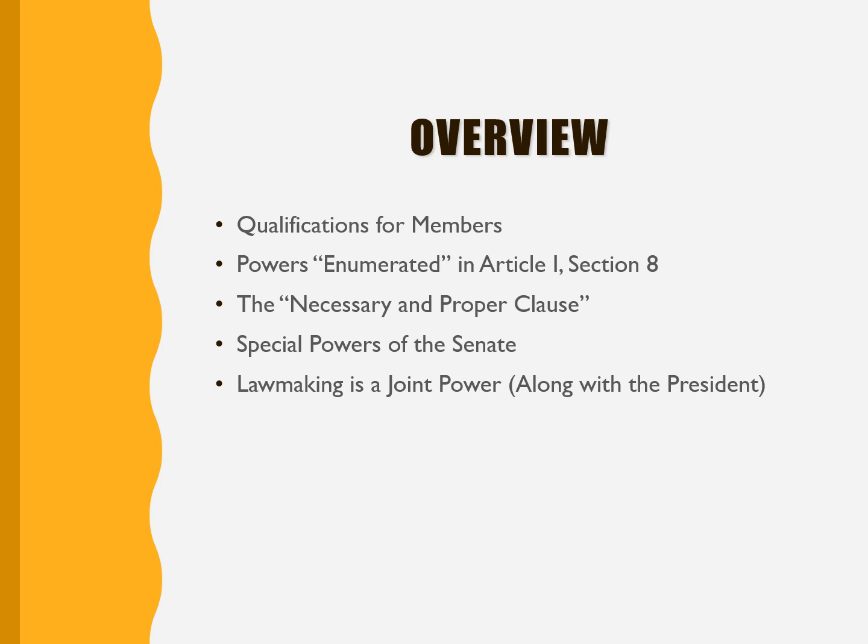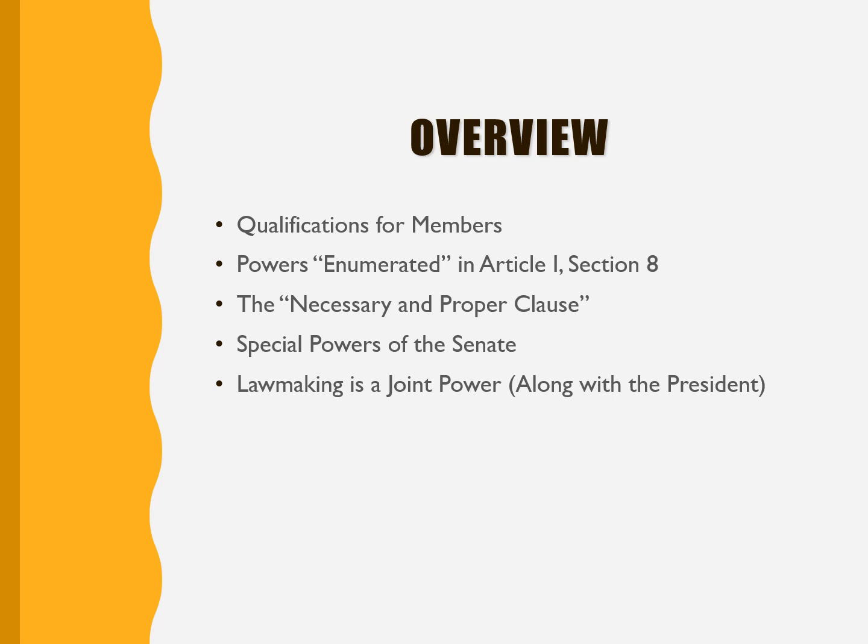The powers of Congress are enumerated in Article 1, Section 8. In addition to this, part of Article 1, Section 8 is a necessary and proper clause, which spells out the power to enact laws that are necessary and proper to effectuate the other enumerated powers.